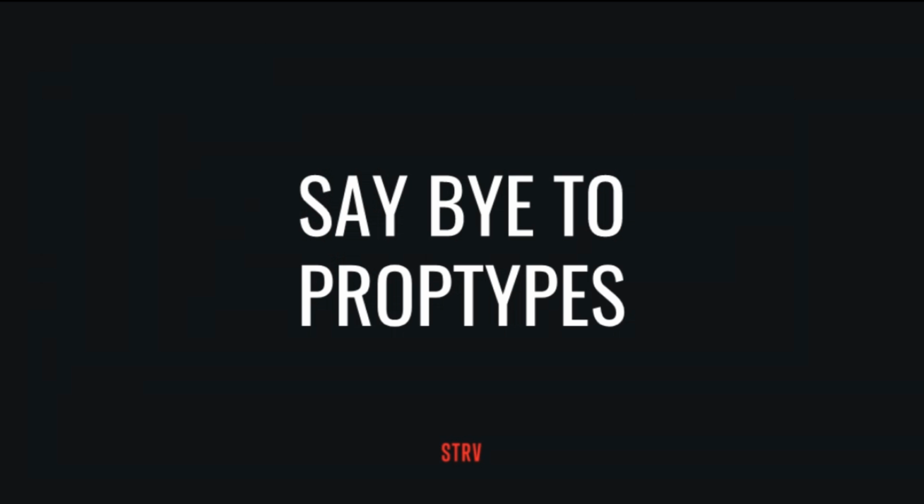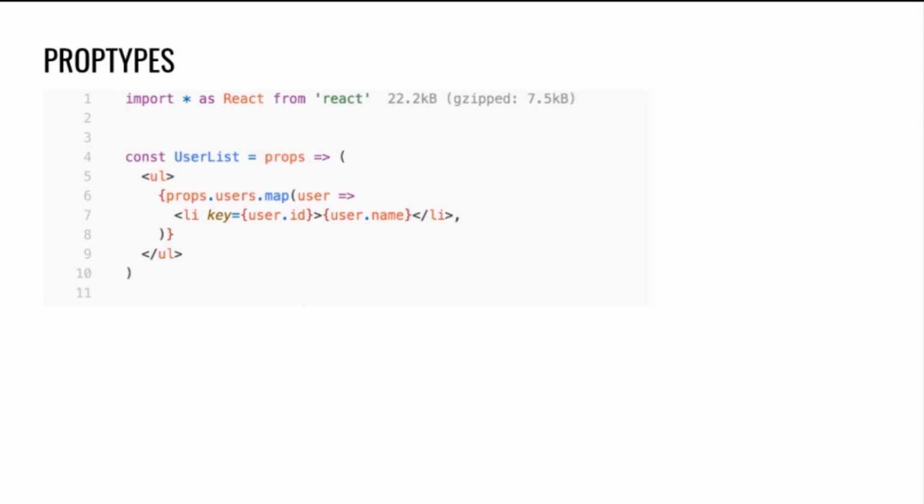So let's say bye to prop types. Let's stop using that, and let's explain why. So here's prop types. If you probably have used it before, if you use React. If not, it's a runtime type checking for React components. So it's pretty much doing the same thing that Flow can do, but in the browser. So let's say you have a user list component, and you have to import this library, which adds some weight to your application. It's minimal, but still adds some weight.